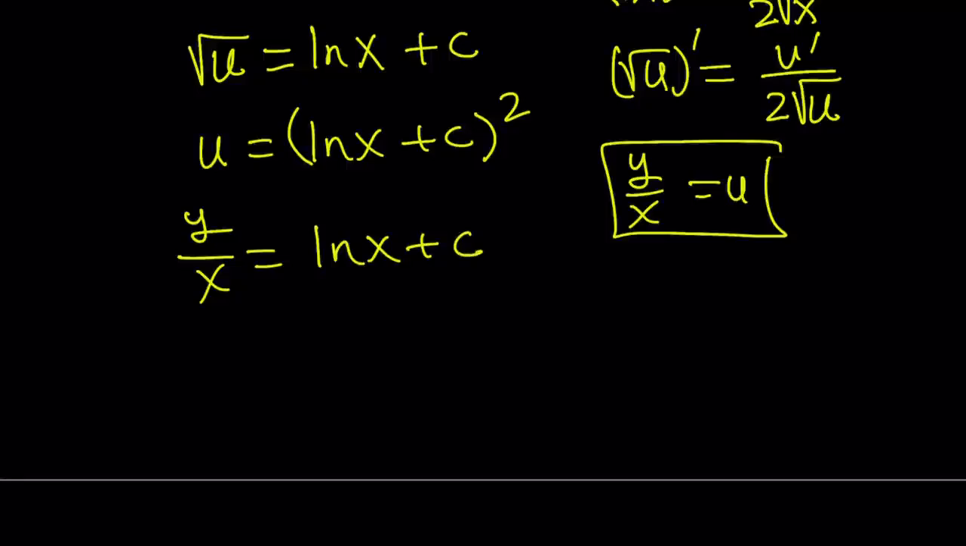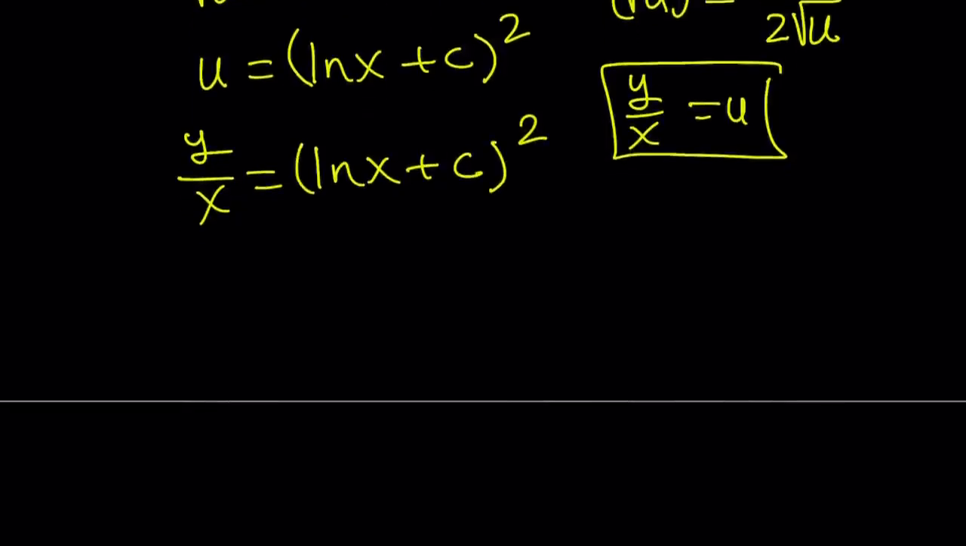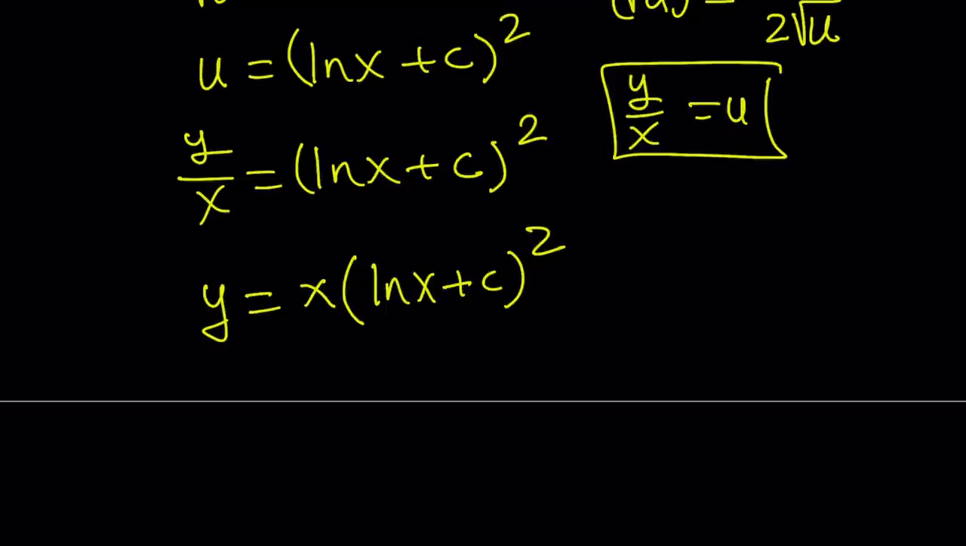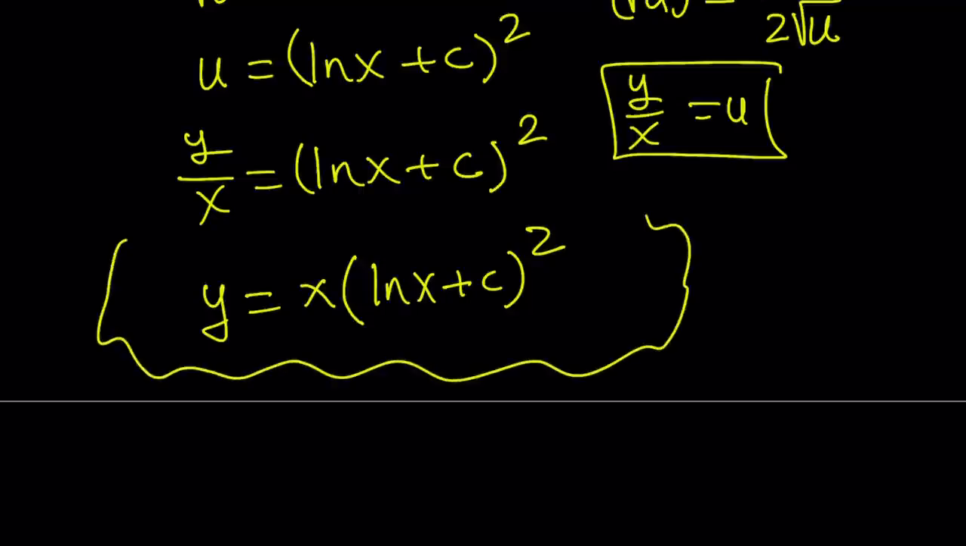Anyways, so since we're trying to solve for y here, let's multiply both sides by x. And that's going to give us y equals x times (ln x plus c) quantity squared. And that should pretty much give us all the solutions. If there are any other solutions that I'm missing, please let me know. I'm probably missing something, but anyways, this should give us the solutions.